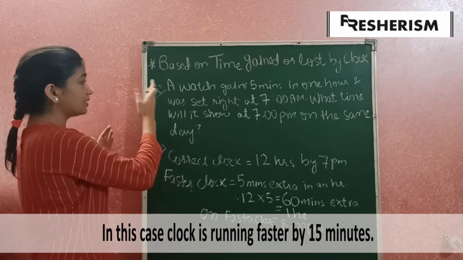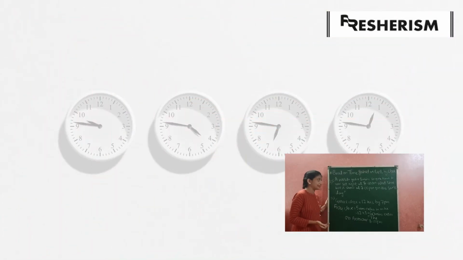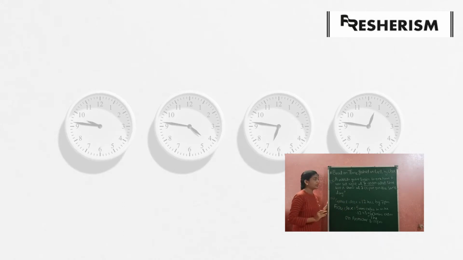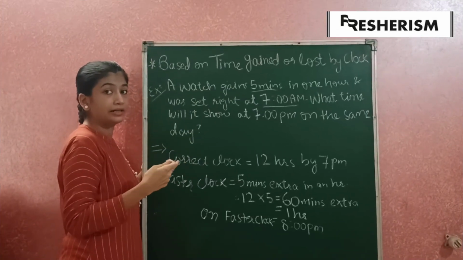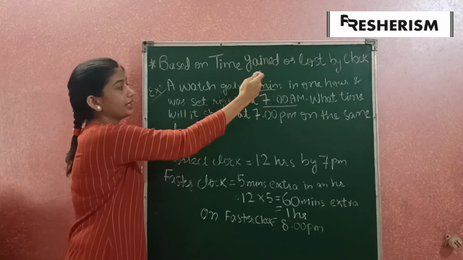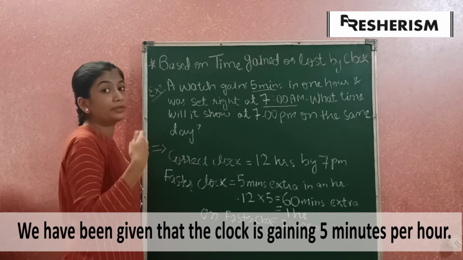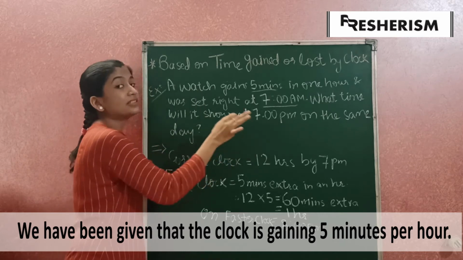For the same thing, there is an example which will clear the concept very easily. The question is, a watch gains 5 minutes in 1 hour. That is, in 1 hour it is gaining 5 minutes and was set right at 7 a.m. So in the morning at 7, the clock was set right. What time will it show at 7 p.m. on the same day? See, it is mentioned that in every 1 hour, the watch is gaining 5 minutes. At 7 a.m. the clock was set right. Now what will be the time in the faster clock when actually it was 7 p.m.?